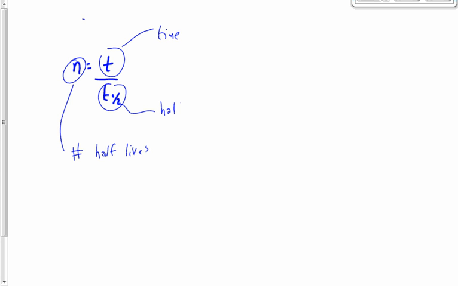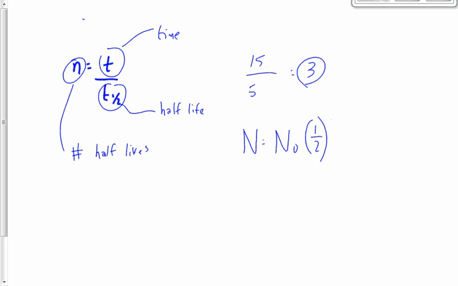So once again, back to our example here. 15 years have gone by. The half-life is 5 years. The number of half-lives is 3. That equation you may or may not recognize. Here's the one that you'll probably recognize. It may not take the exact same form as you've learned it, but it'll look familiar to you when you see it. Big N is equal to N sub 0, 1/2 to the little n.